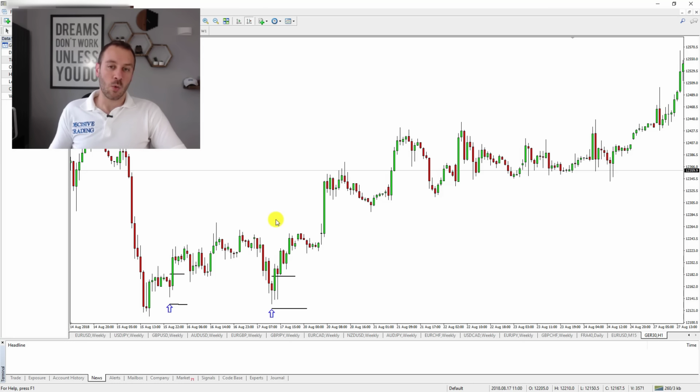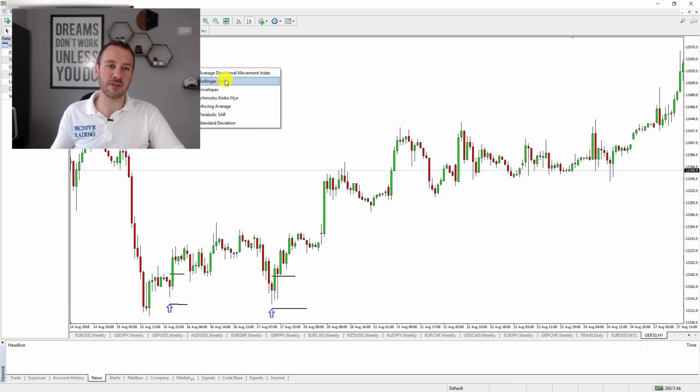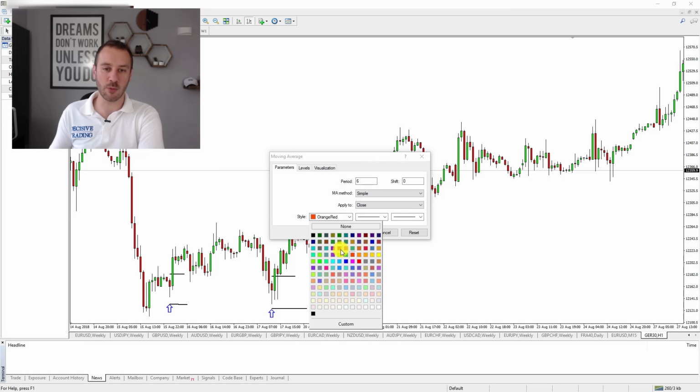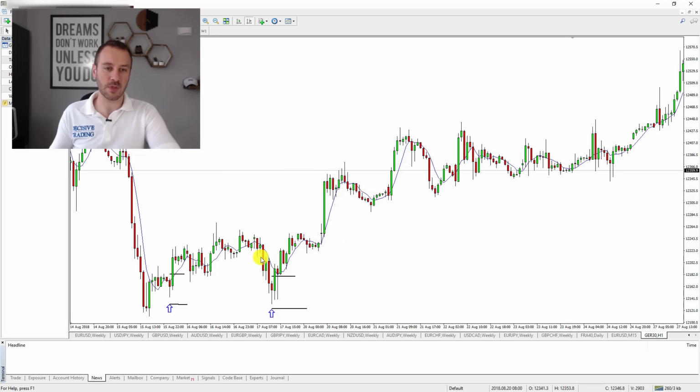So what can we also do? We can use moving averages. So what I'm going to do is add a couple of relatively common ones. The moving average, we're going to use the simple, we'll use the 6-period simple moving average, and we'll make this one blue. So this would be considered a relatively fast moving average.